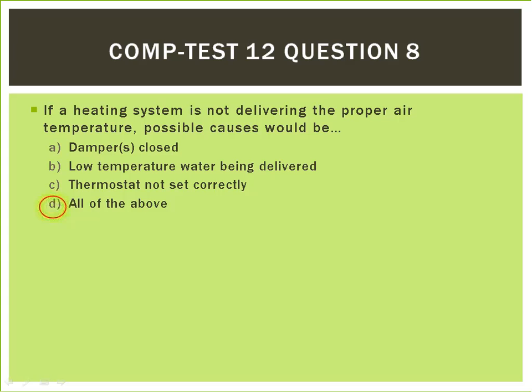Having dampers closed could decrease the amount of airflow to an area, causing temperatures to be skewed. Low temperature water being delivered to the air handler, fan coil, or other piece of equipment supplying that area could cause temperatures to go out of range by not allowing the equipment to operate properly. And finally, a thermostat set incorrectly may make the system not operate in the desired temperature band. Therefore, answer D is the best answer here.